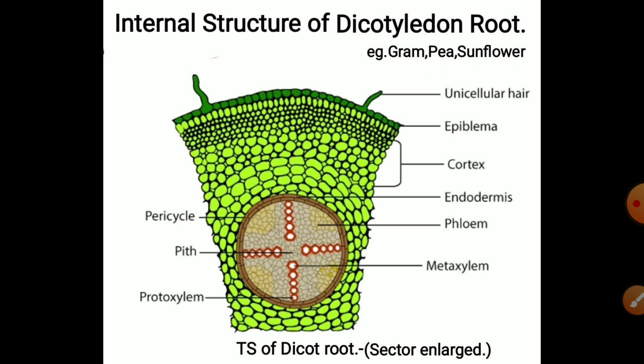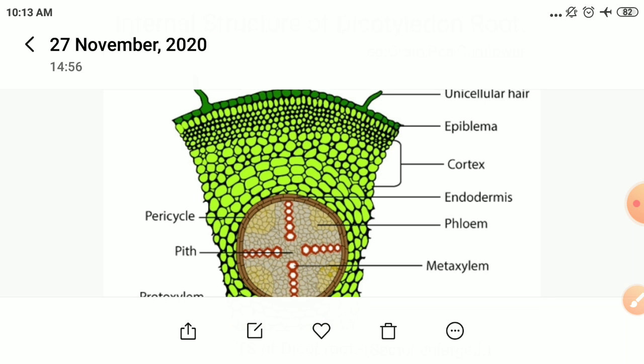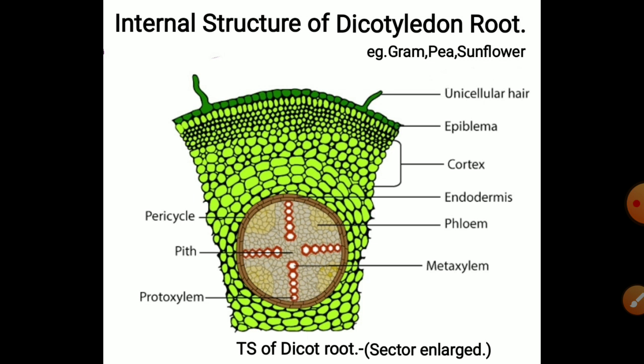Now this epidermis is not provided with a cuticle, as it performs the function of absorption. Just like in the stems, where there was a cuticle around the epidermis, over here this particular section shows no cuticle. Cuticle is absent over here. So this is all about the epidermis.